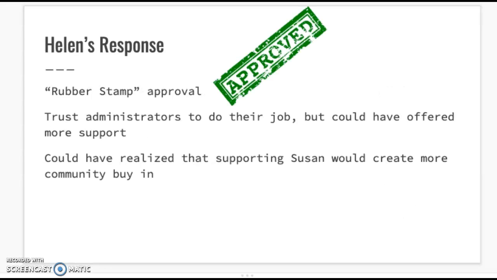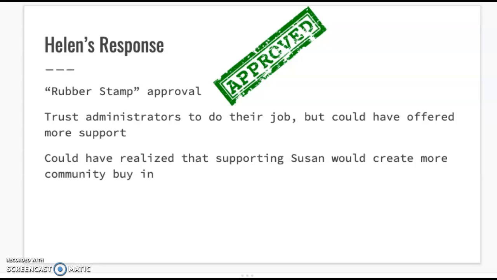Helen's response, I thought it was appropriately called a rubber stamp approval. I think they probably wanted the first few missions for this committee to be successful and to go quickly without any red tape. So she was trusting the administrator to do their job.